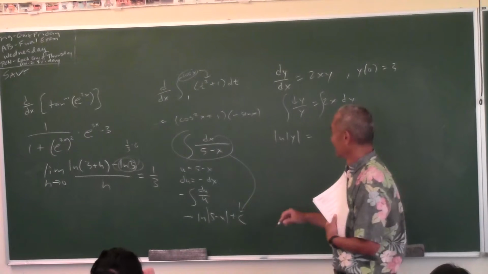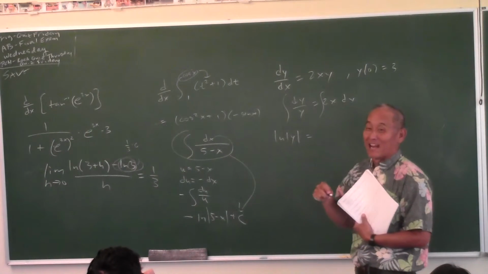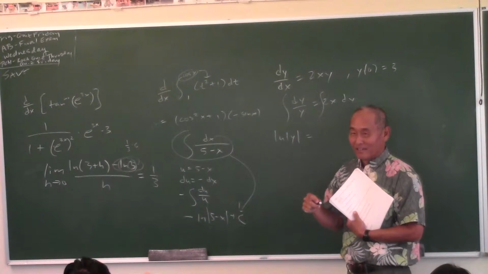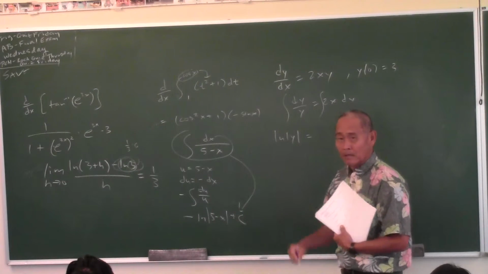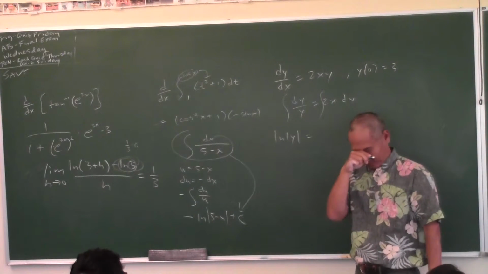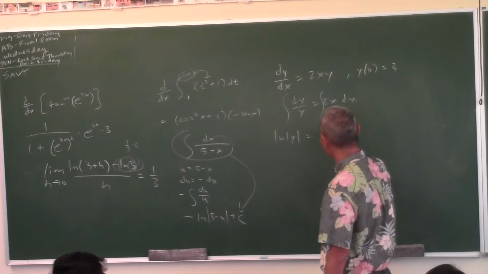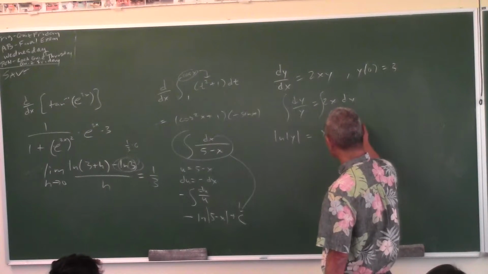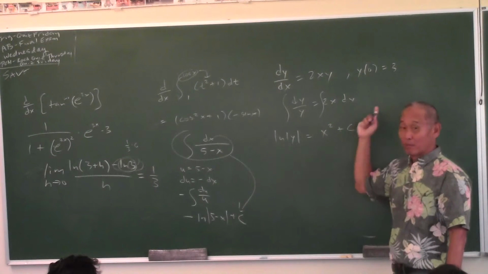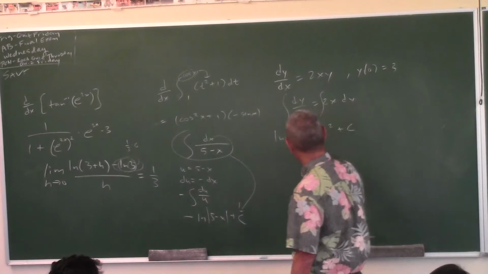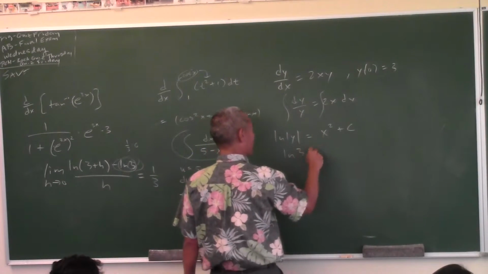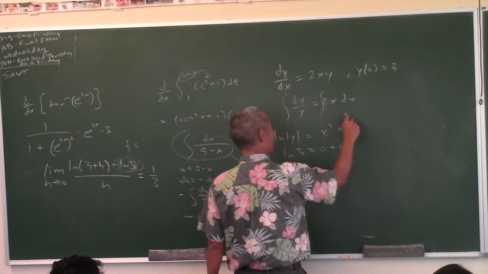Integral means antiderivative. Okay, x squared plus c. And then you plug in the numbers to figure out what c is. Natural log 3 is equal to 0 plus c. So that means c is natural log 3.